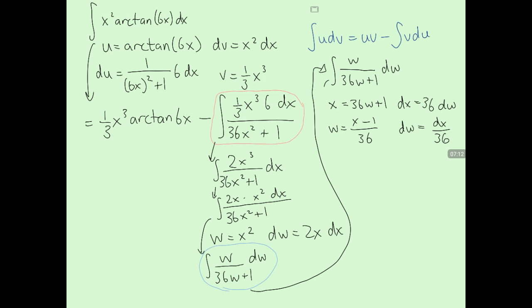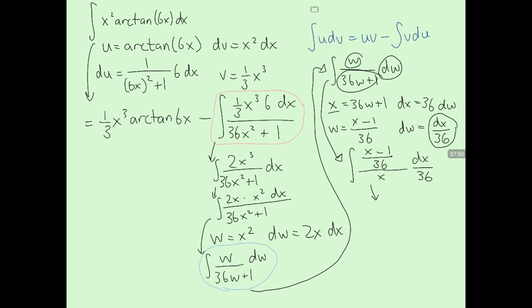So now we can simplify our original integral to the integral of the numerator, which is w, but here we've written it in terms of x, so this is the numerator. And the denominator, we've also written that in terms of x. So the denominator is x. And we've also written dw in terms of dx. So dw is going to be dx over 36.